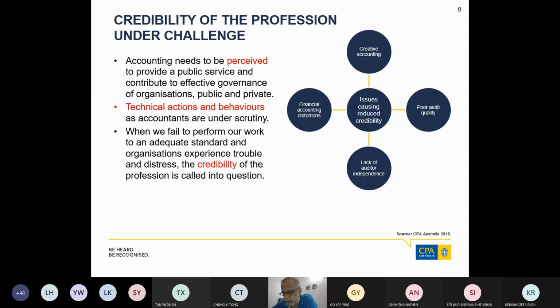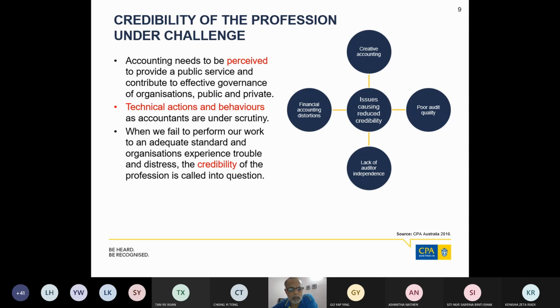Recently, we had one major scandal. I think the company is Etika Global or Global something. It was in the media for all the wrong reasons. I can't remember the name of the company, but it's a very recent case. Just Google. They wanted to sack their auditor and get another auditor. So the technical action and behavior of accountants is under scrutiny.